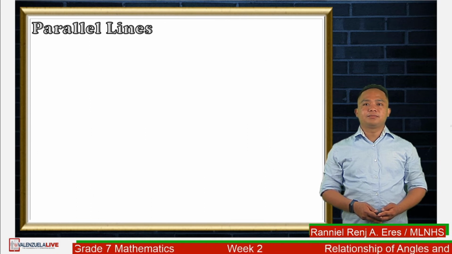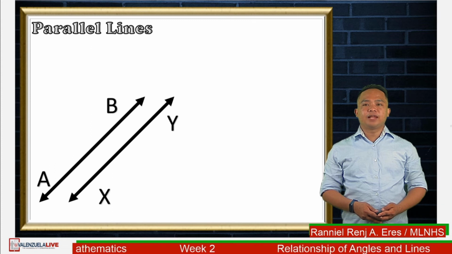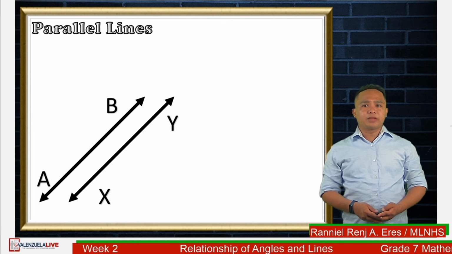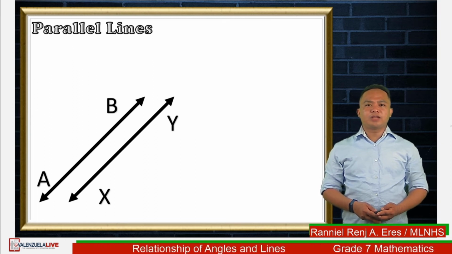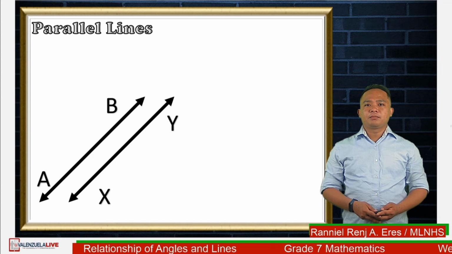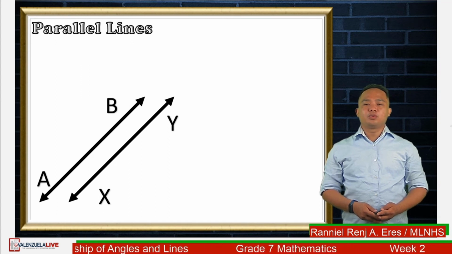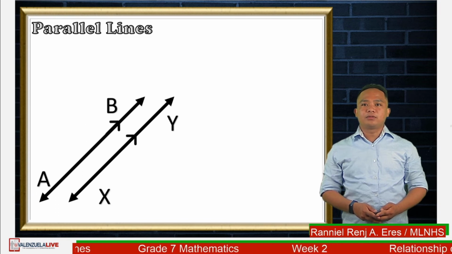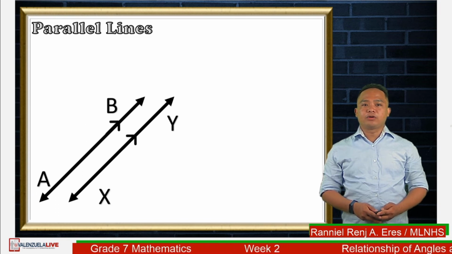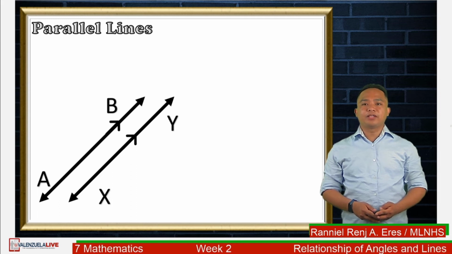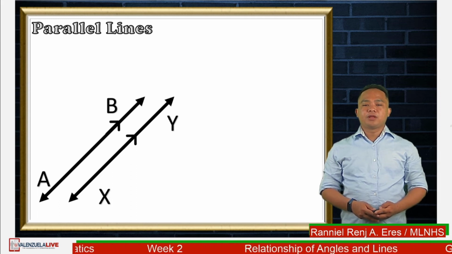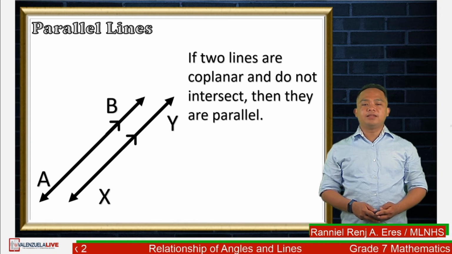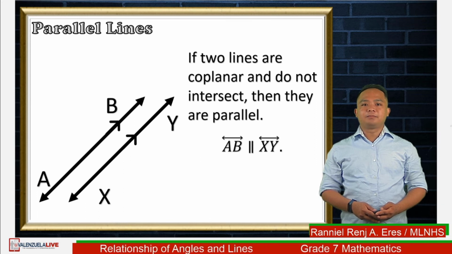Okay, next. Let's observe the two given lines. We have line AB and line XY. Do they meet? Or can we say that the two lines are parallel? Okay, the answer is no, because it doesn't have a parallelism symbol. How about now? Okay, correct. It is now parallel because of its parallelism symbol. Now, if two lines are coplanar and do not intersect, then they are said to be parallel.